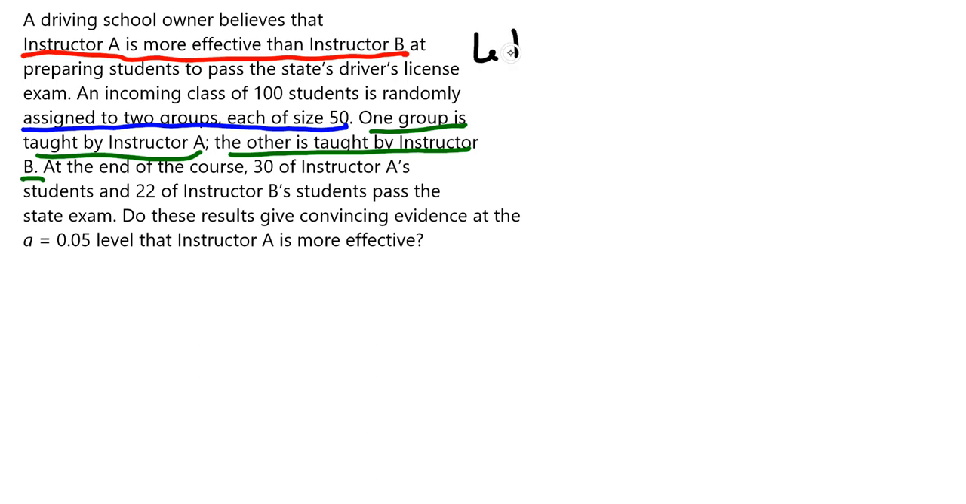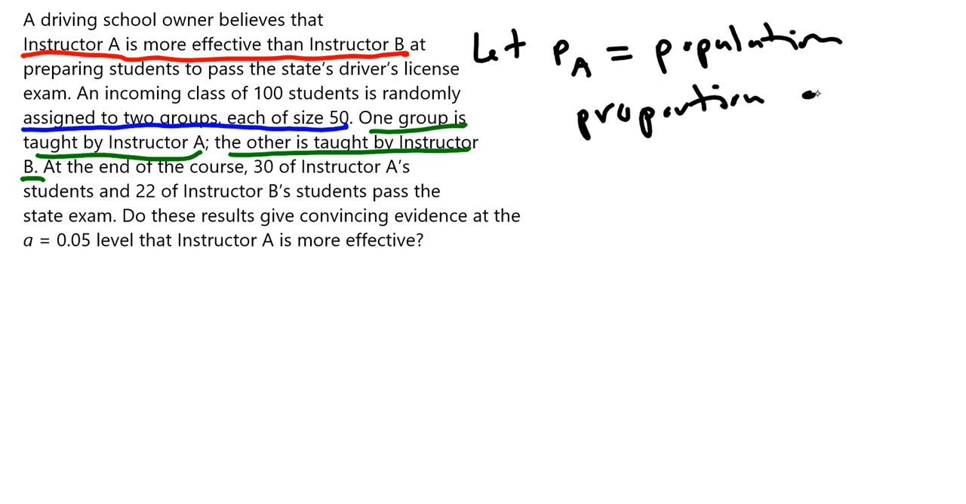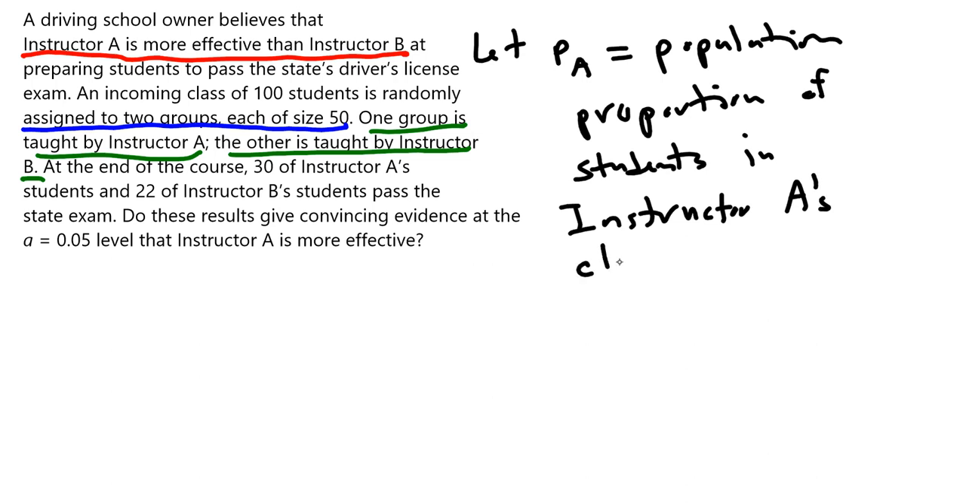So we're going to say let p sub A equal the population proportion of students in instructor A's class that pass. Right? So of all the students that instructor has ever taught, what is the proportion of them that pass?